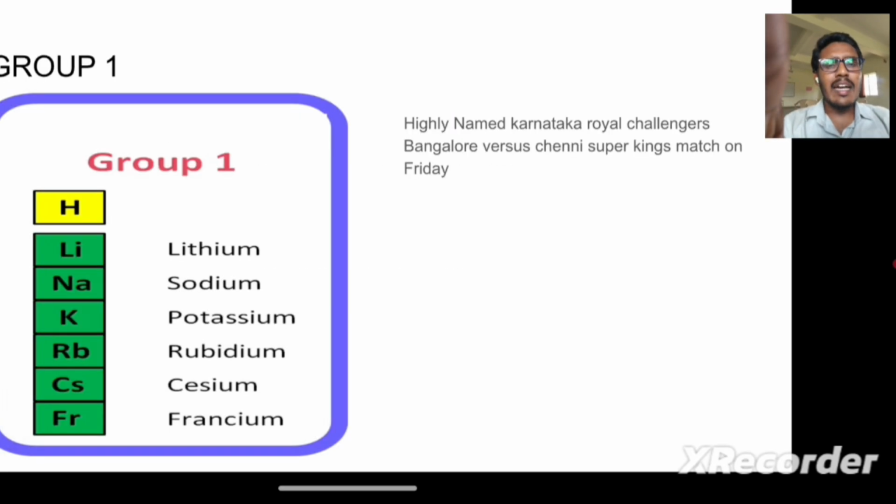Group 1. I had made some mnemonics to remember the elements in groups in an easy way. So let's get started. As I belong to the locality of Tumkur from Karnataka, I will be using some Kannada words. I hope you all can understand it.